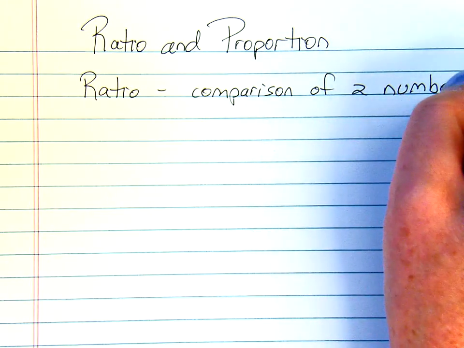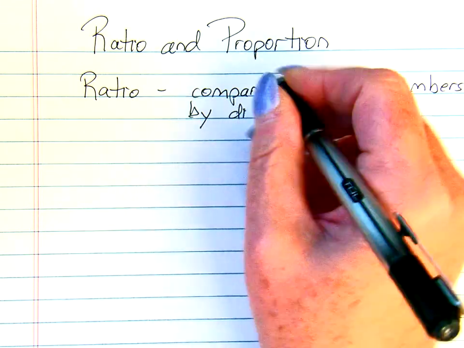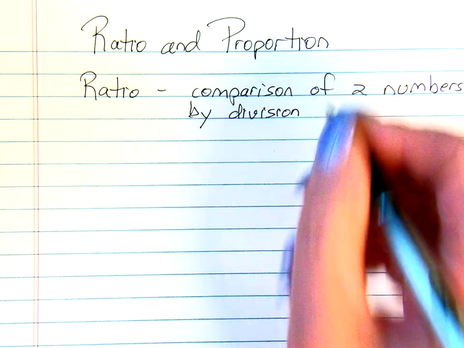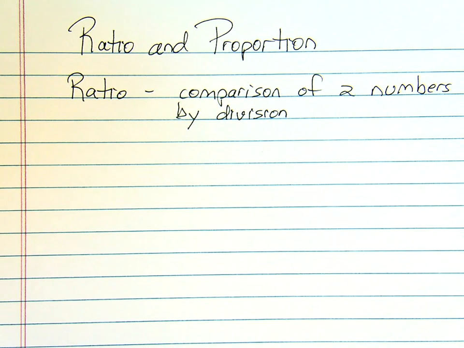Okay, so where have we seen this before? Well, when we talked about the real number system, if you remember, we talked about rational numbers, and rational numbers being, you can make ratios out of them. We can compare the two numbers by division. So we've been talking about ratios.